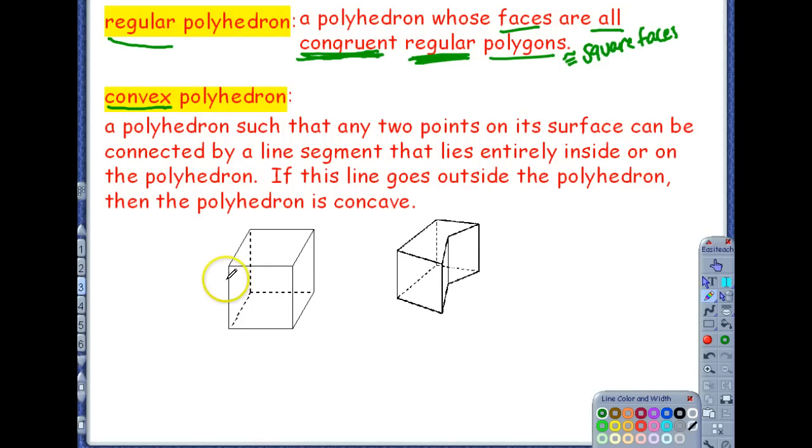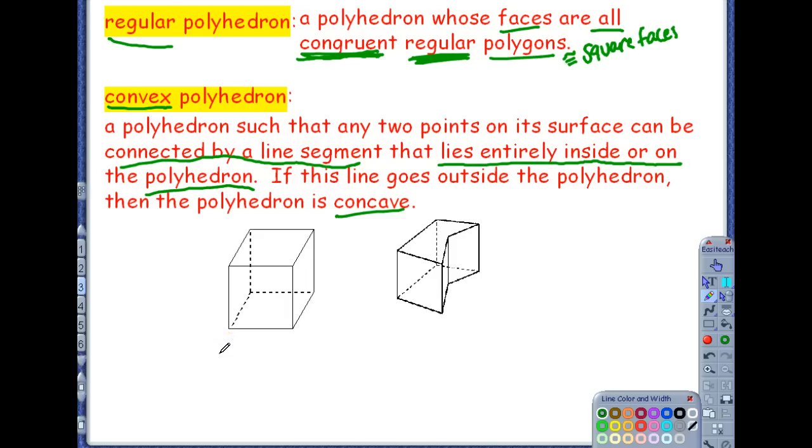Convex. We've talked about convex and concave before. So convex is a polyhedron such that any 2 points on its surface can be connected with a line segment that lies entirely inside or on the polyhedron. I know that the convex definition is always a little tricky for some people, and it says if the line goes outside the polyhedron, it would be considered concave.